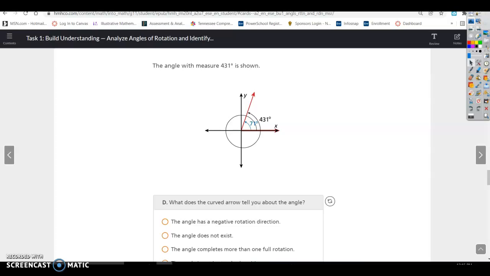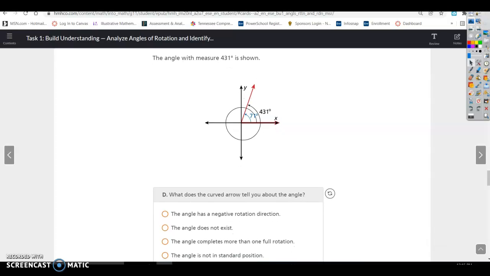All right, so it says the angle with measure 431 degrees is shown. So we have a measure right here. This little one shows that it's 71 degrees. And then we have all the way around past 360 and back to the terminal side, and it shows that that is 431 degrees. So if you have an angle that is larger than 360, you have to show that by going all the way around and then back to that angle again.